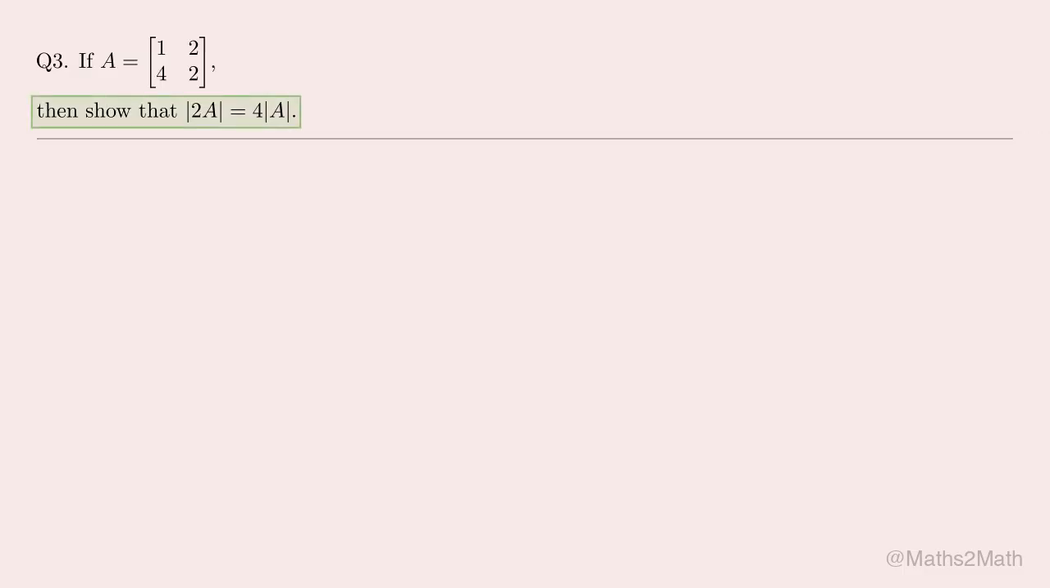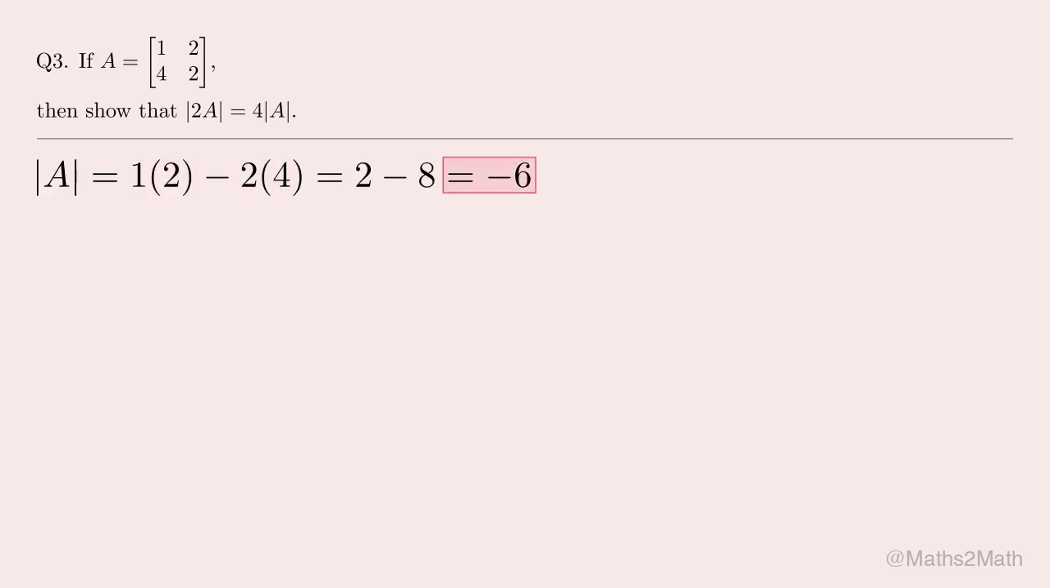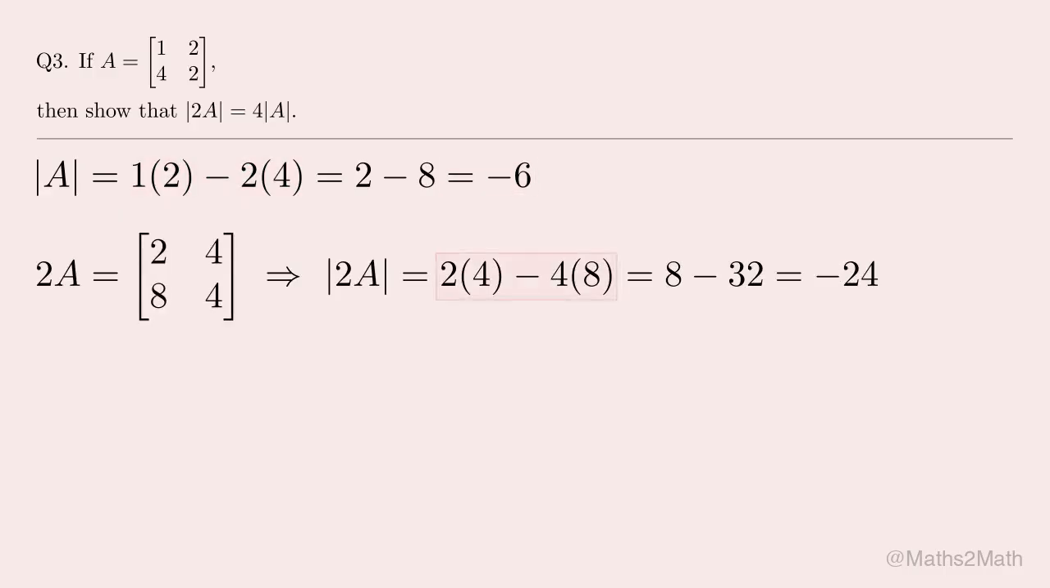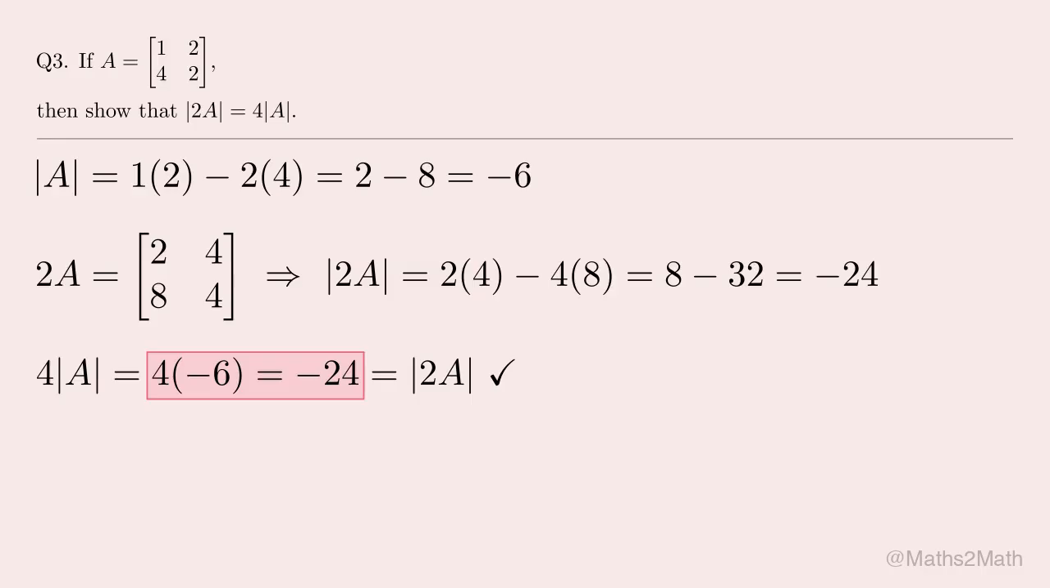Question 3. Doubling a 2 by 2 matrix multiplies its determinant by 4. We verify both sides. The determinant of A is 2 minus 8, minus 6. Now 2A doubles every entry, and its determinant is 8 minus 32. And 4 times the determinant of A is 4 times minus 6, minus 24. Both sides agree.